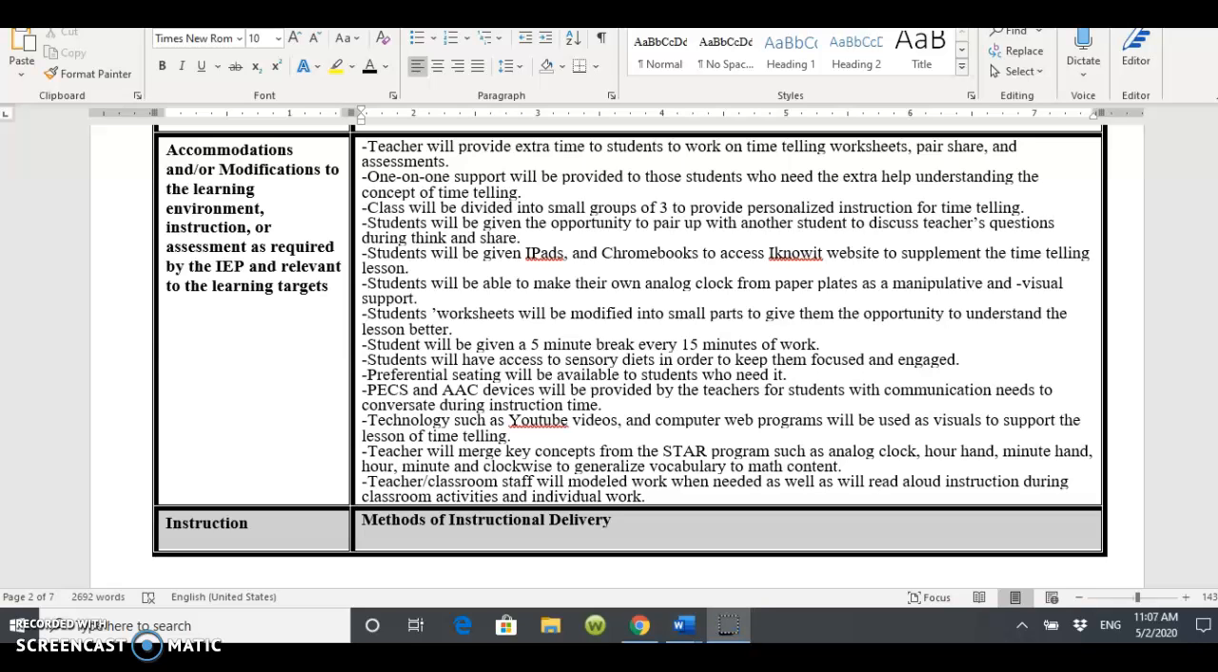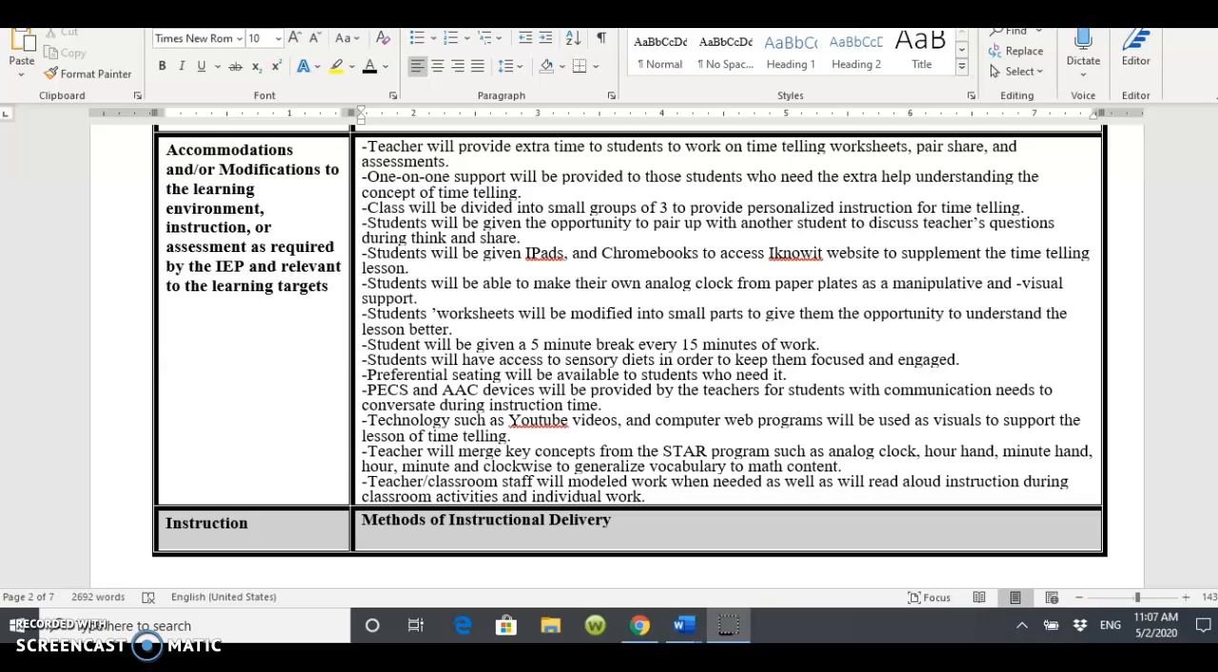Accommodations and/or modifications to the learning environment, instruction, or assessment as required by the IEP and relevant to the learning targets are as follows. Teacher will provide extra time to students to work on time telling, worksheets, pair share, and assessments. One-on-one support will be provided to those who need extra help understanding the concept of time telling.